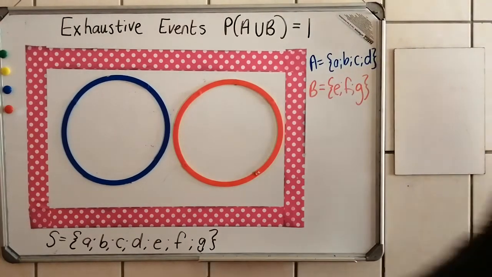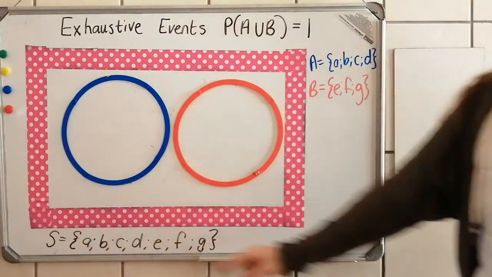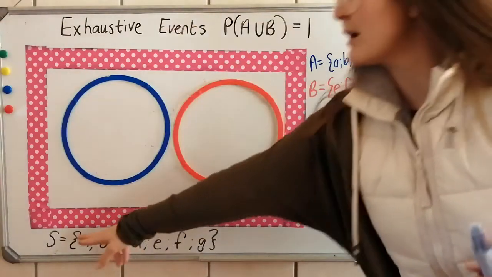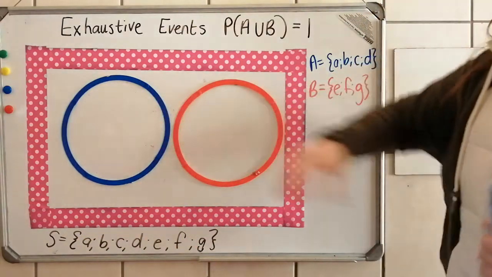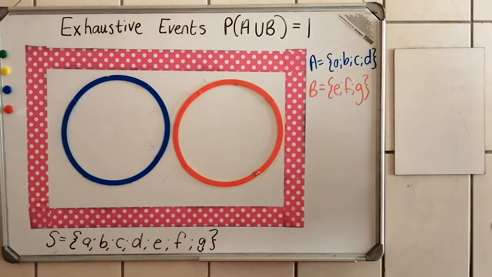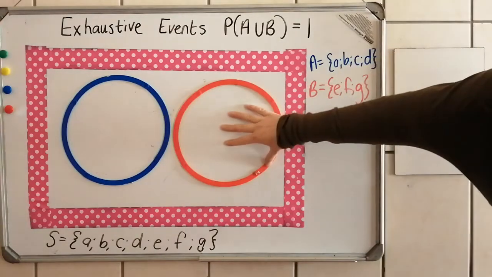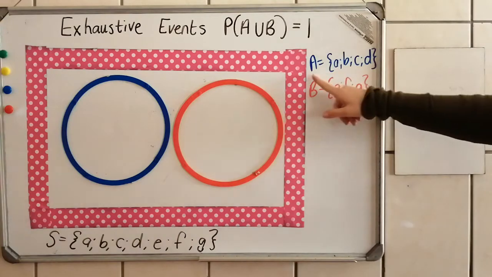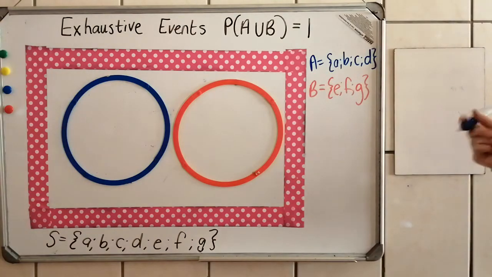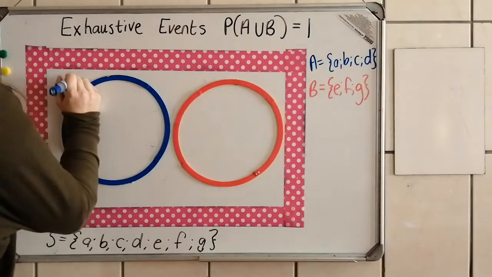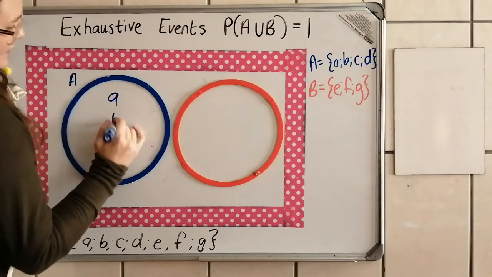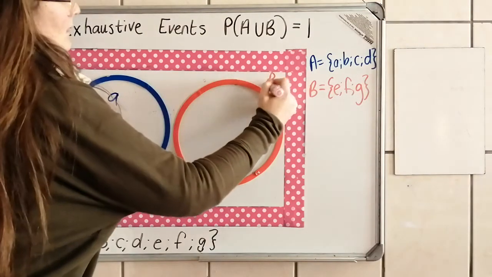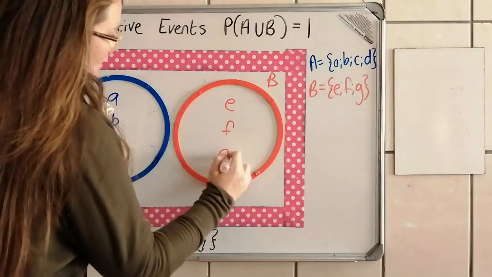So if I gave you a sample space with the letters A, B, C, D, E, F, G, an exhaustive event means that everything in my sample space falls into my events. Now, they can be mutually exclusive and still have the whole sample space inside. So if I said A was made up of A, B, C, and D, and B would be E, F, and G.